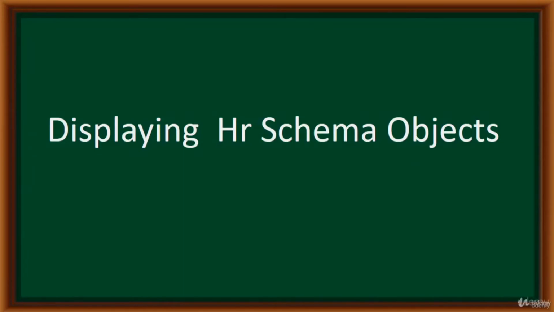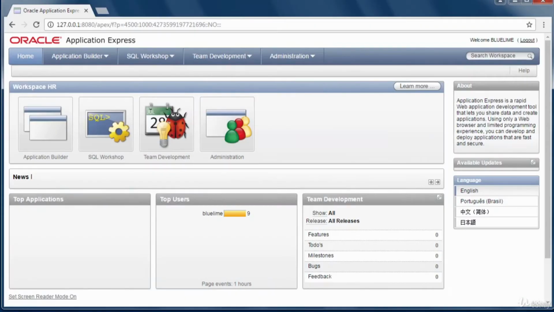Hello, in this lecture, we are going to display the HR schema objects. In our previous lectures, we created a workspace for Application Express. I have logged into the workspace, and that's my workspace there. That's the name. During the database installation, we unlocked and got access to a schema called HR. So I want to have a look at the objects, or what's inside the schema.